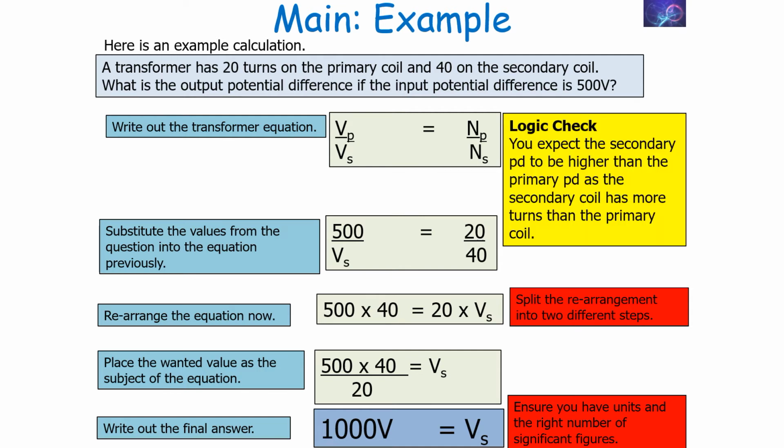Now just as a logic check, you expect that secondary potential difference to be higher than the primary because the secondary coil has more turns and it goes in the same ratio. So you'll notice that as the number of turns from primary to secondary has doubled, the potential difference from primary to secondary has also doubled.